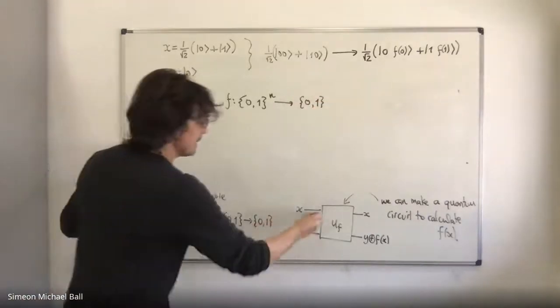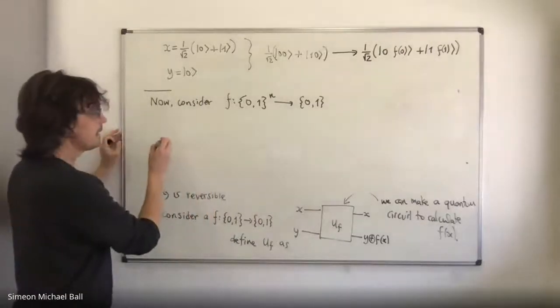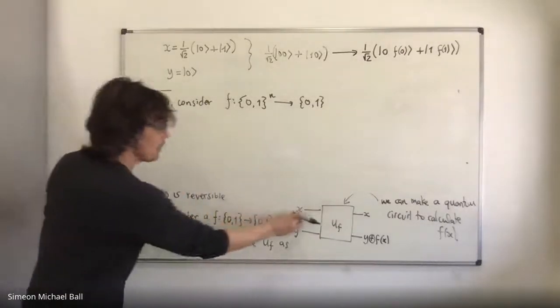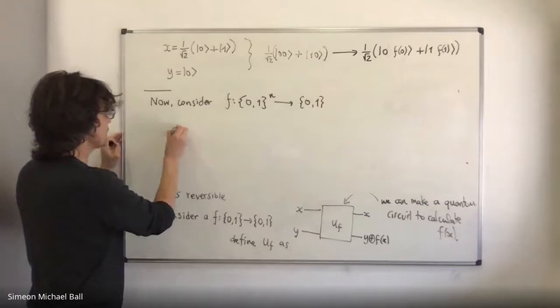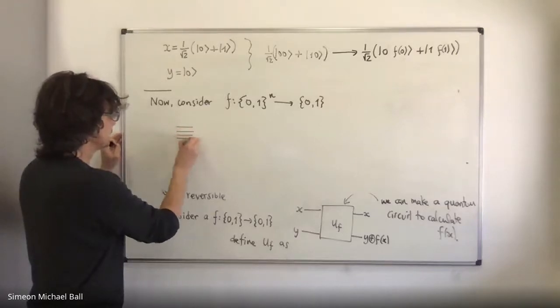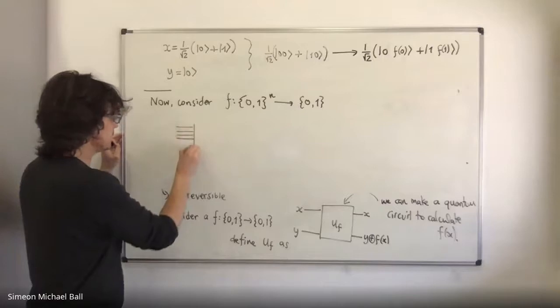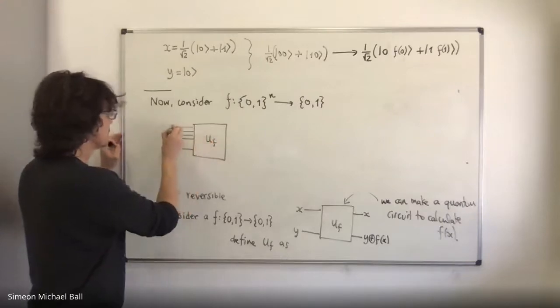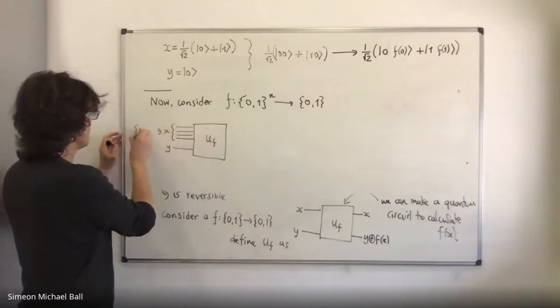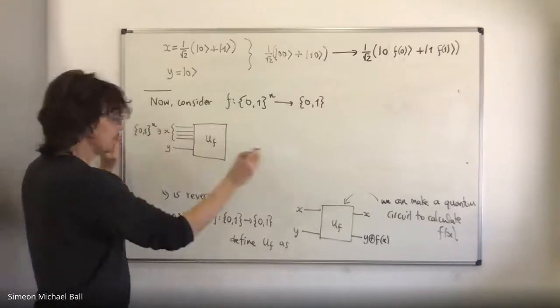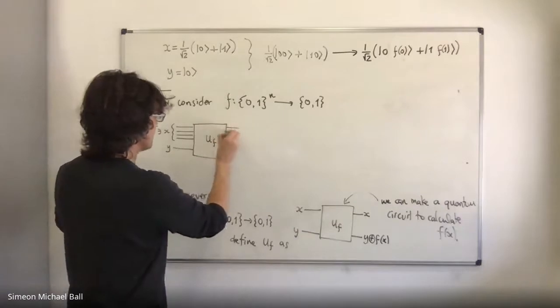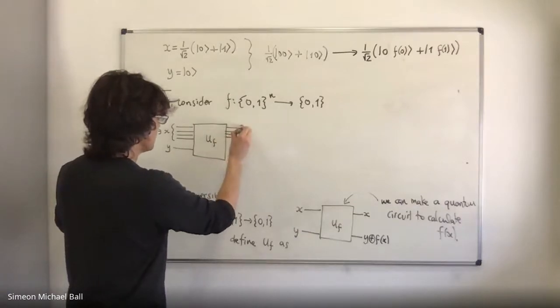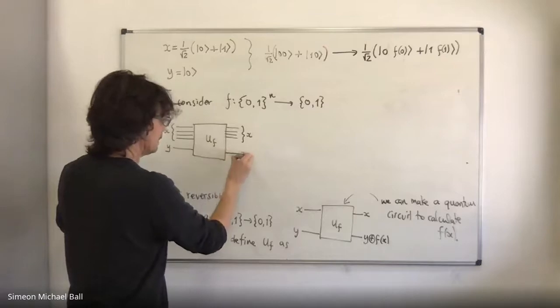And here coming into this, we're going to have not just one y, but n y's. So we have n y's coming in here. They hit this UF. This is all going to be x, so this belongs to {0,1}^n. And here we have x coming out.